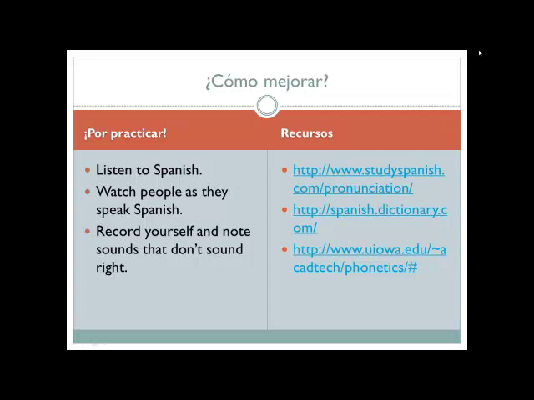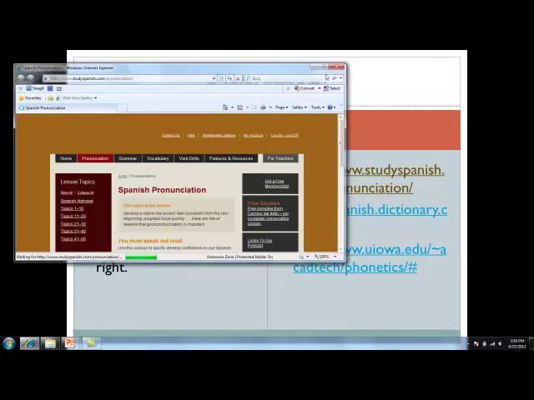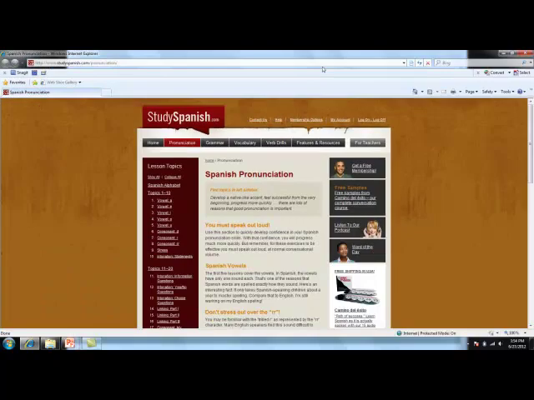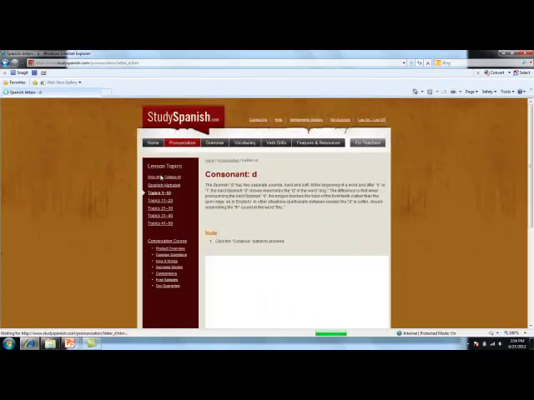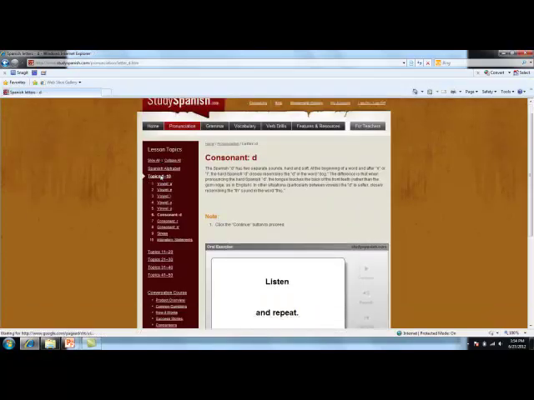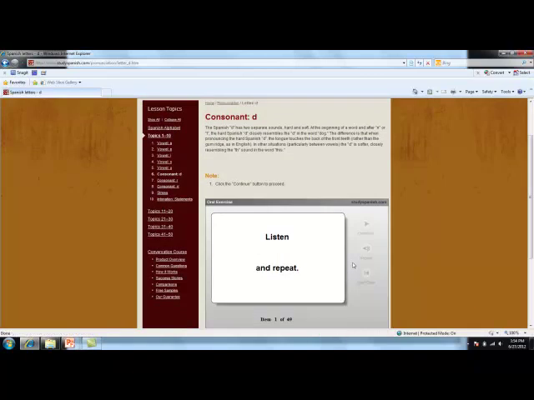And then I have some recursos, some resources that I want to show you quickly. The first resource I want to show you is on the studyspanish.com website, their pronunciation section, which has a series of lessons about pronunciation. If you link here to any, it has listen and repeat. It will tell you some points about how to pronounce these sounds, and then it will have different examples for you to listen to and repeat.